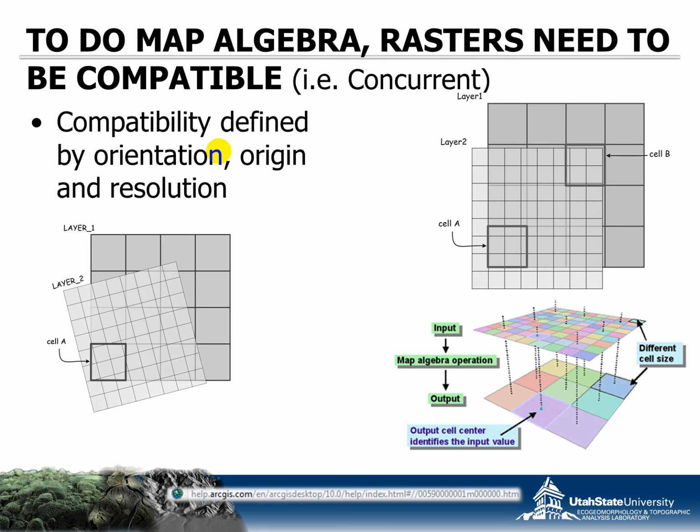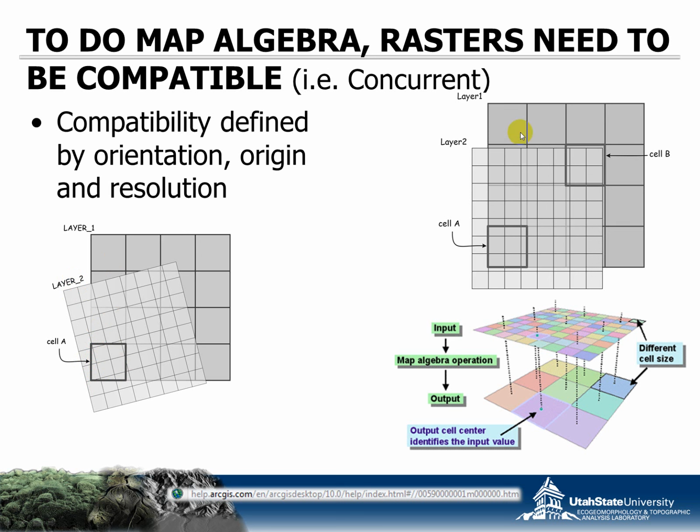The reason for this is pretty simple. Here's one example where I've got two layers, and they've obviously got different grid resolutions, different orientations, and origins, and so they are not concurrent. If I wanted to, say, subtract layer 1 from layer 2, how do I do that? What are the values that I use? Do I use the value here for cell A, and then what do I subtract from that in layer 2? Is it this cell, or this cell, or this cell? So there are these questions about how to go about that.